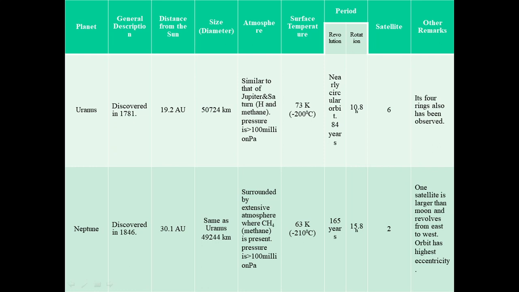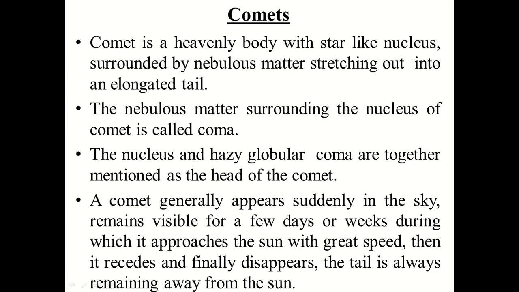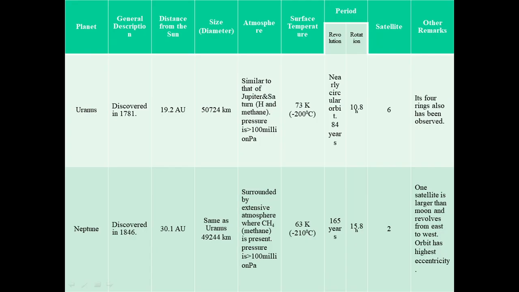and its period of revolution is 84 years, and this is the planet which has a nearly circular orbit. Uranus has a nearly circular orbit. All other planets have elliptical orbits. The rotation period is 10.8 hours, which is greater than the period of rotation of Saturn. It has 6 non-satellites, and 4 rings have also been observed for Uranus.